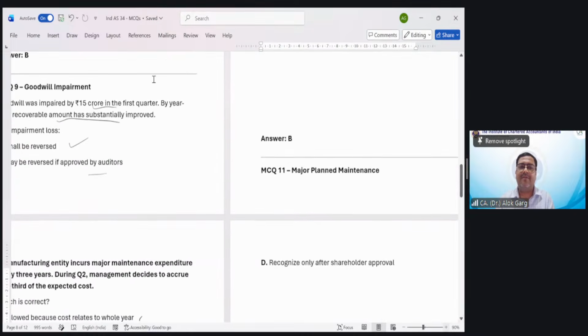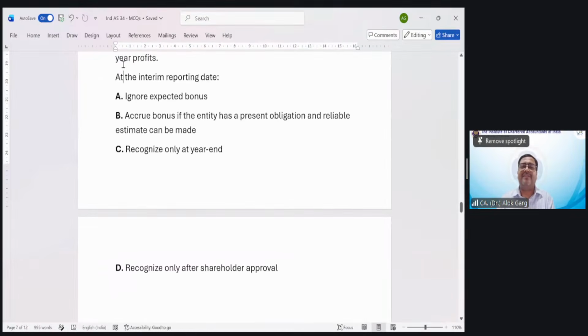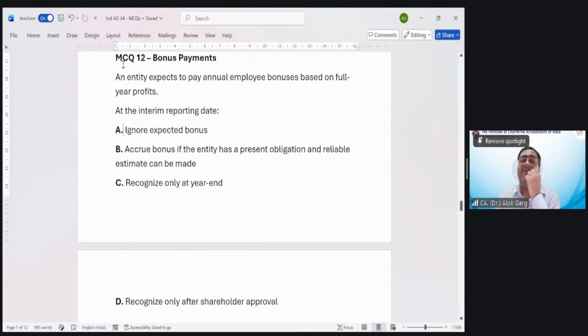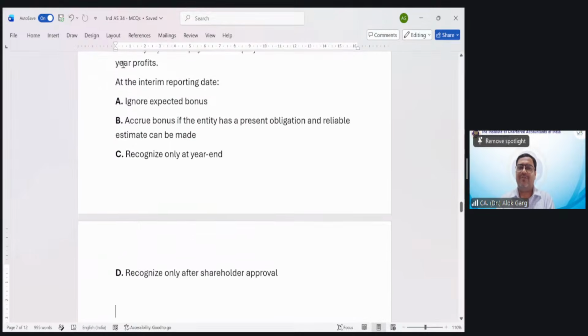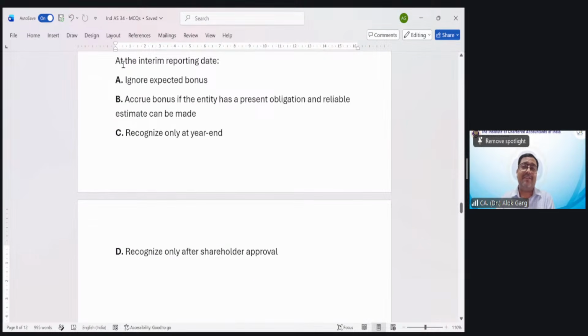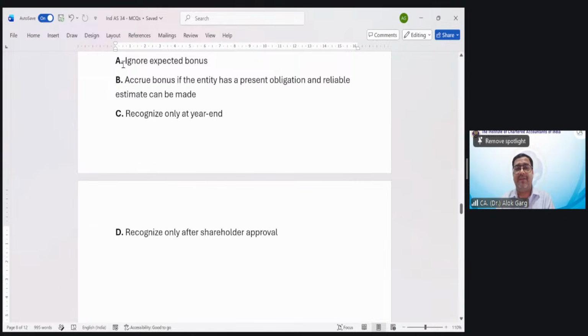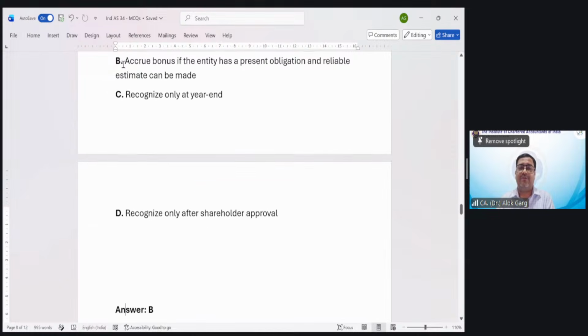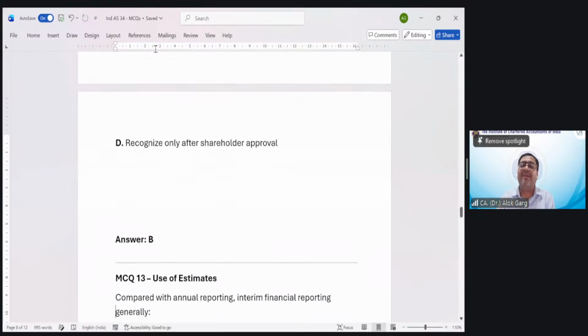What should be the answer of this? At the interim reporting date, ignore expected bonus. No. Accrue bonus if the entity has a present obligation and a reliable estimate can be made. Recognize only at year end, recognize only after shareholder approval. B is the right answer, my dear friend. It has to be for the year, it has to be scattered. So you have to record if there is a present obligation and you can make a reliable estimate.